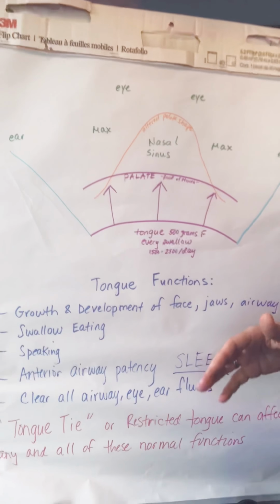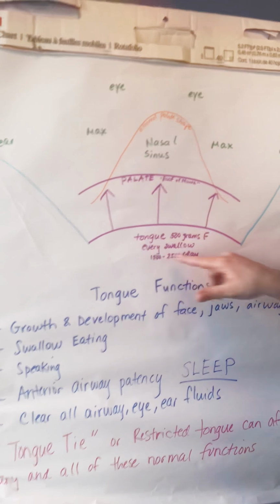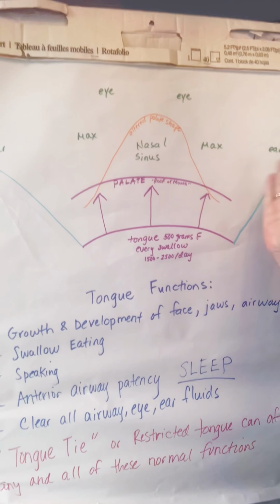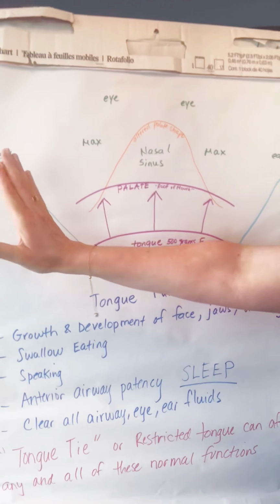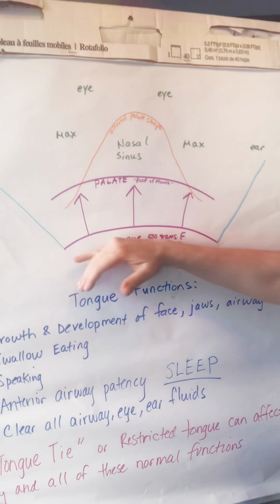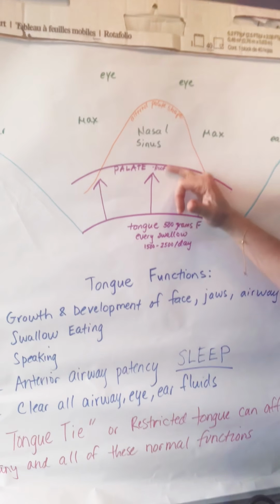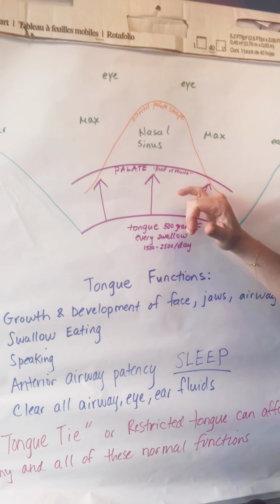Okay, so what you can see here is a diagram of the tongue if you were to open a person's face like a door. I know that's kind of strange, but this represents the tongue right before it's about to push up against the roof of the mouth and swallow.